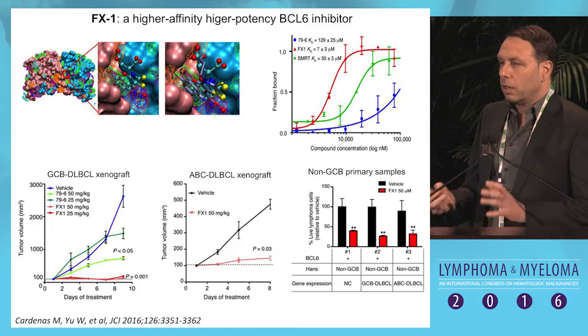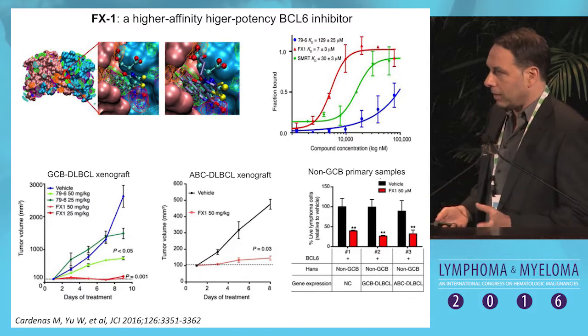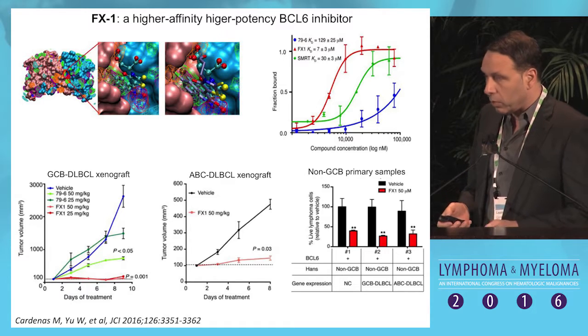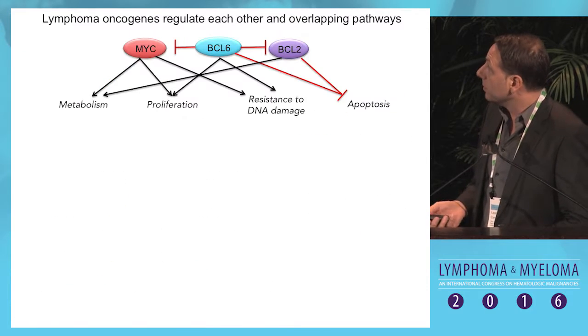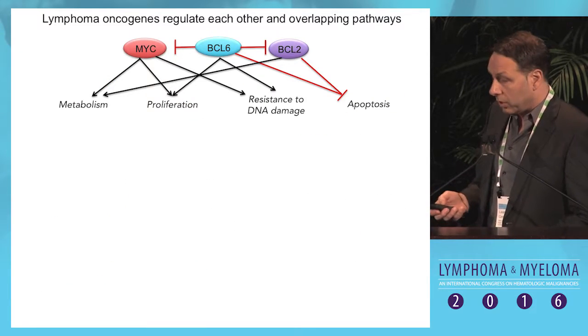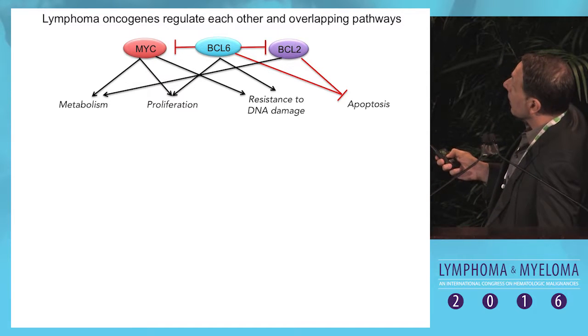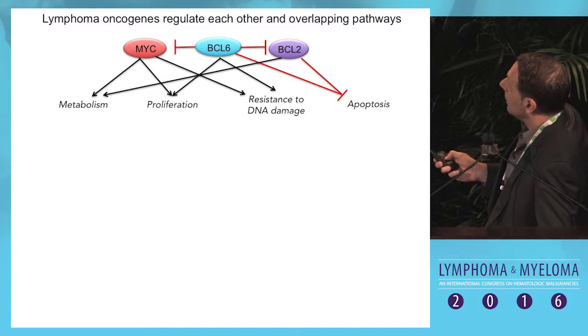However, B-cell lymphomas, like T-cell lymphomas, are very heterogeneous, and they are driven by more than one oncogene. So this is the situation in general with the oncogenes in B-cell lymphoma. Frequently there is expression of 2 or 3 oncogenes, and on top of that, the oncogenes regulate each other. In this case, BCL6 inhibits MYC and BCL2, and they control very overlapping, redundant pathways.